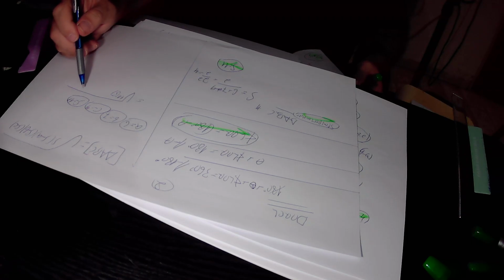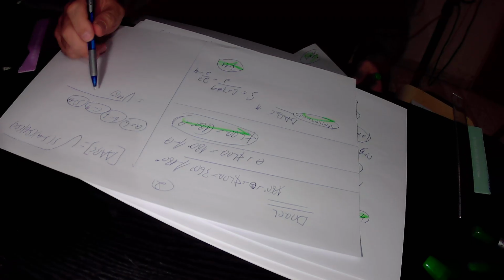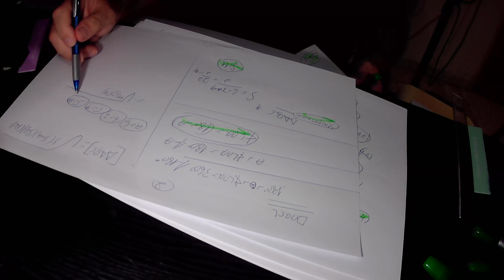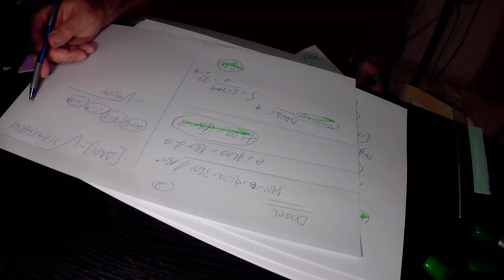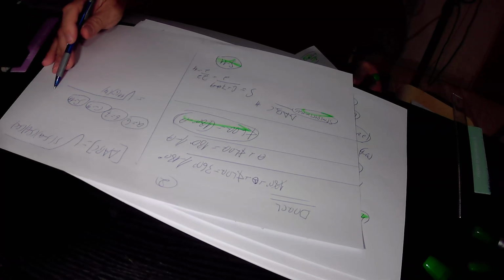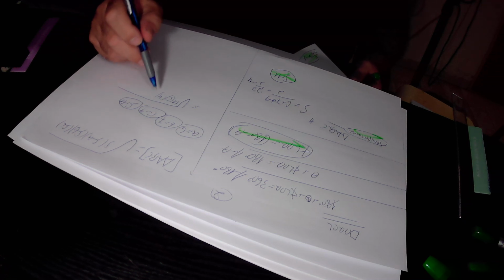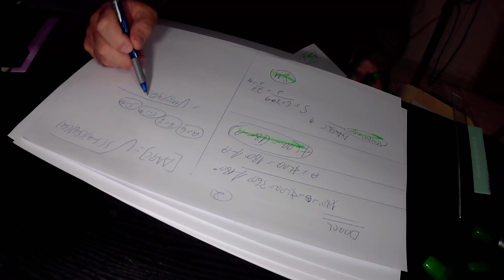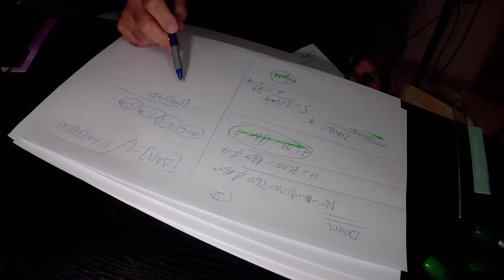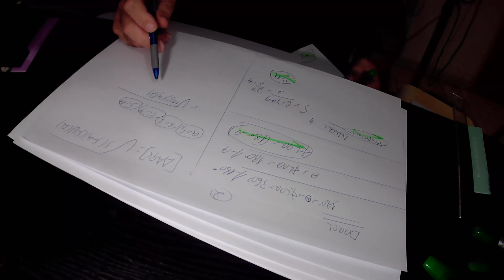S is 11, B is 7, so 11 minus 7 is 4, times S minus C. S is 11, C is 9, so 11 minus 9 is 2. So in total we found out that the area of triangle ABC equals the square root of 11 times 5 times 4 times 2.